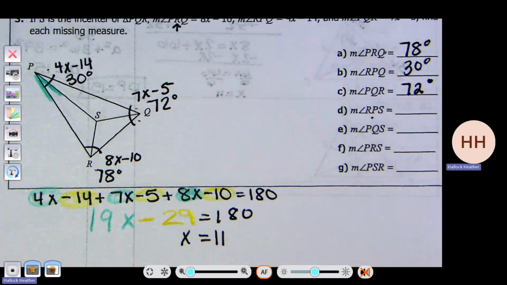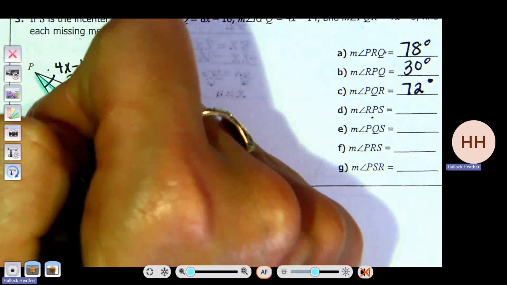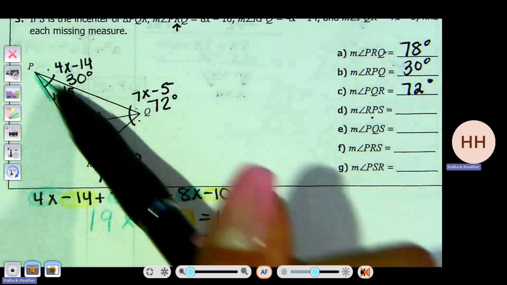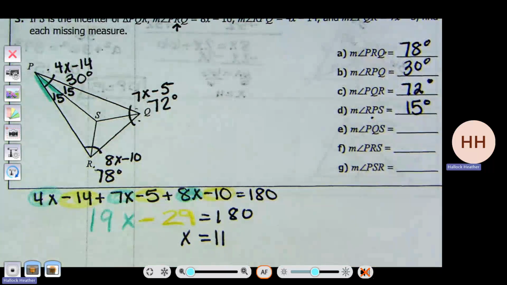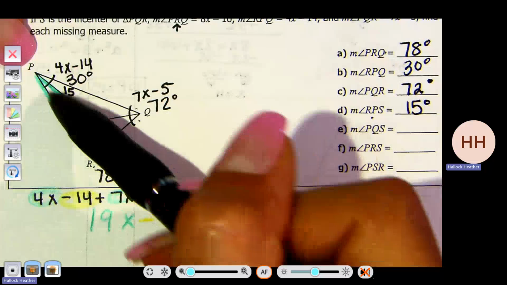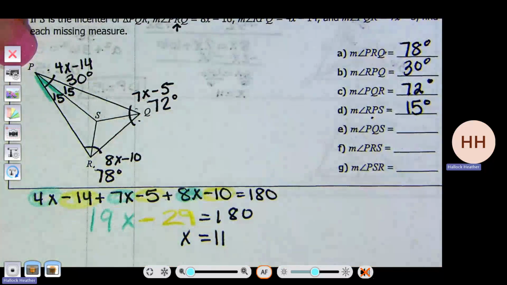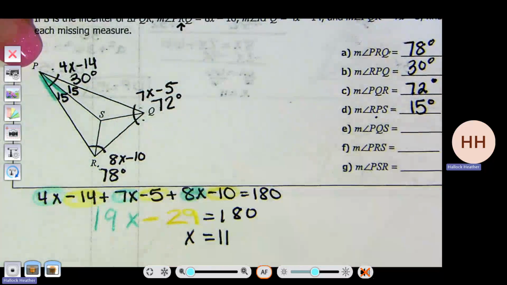Yeah, because it's an angle bisector. So this angle is 15, which means the other side's 15. So RP to S is cutting it in half, so that's 15 degrees. That's why they use 3 letters to represent an angle instead of just 1 letter, because technically P has 3 directions it could go. It could be the whole angle, it could be this side, or it could be that side.